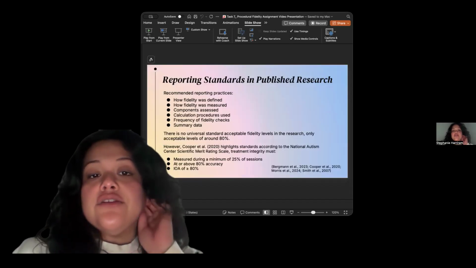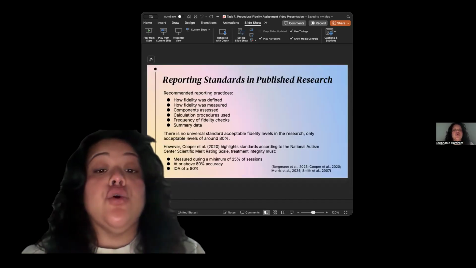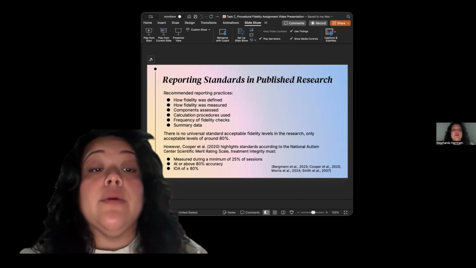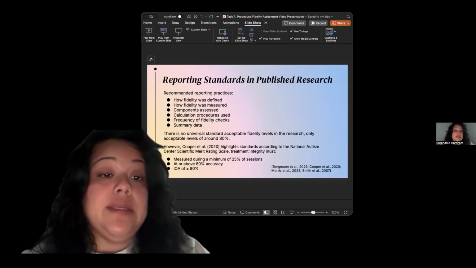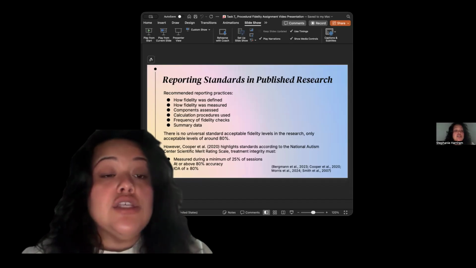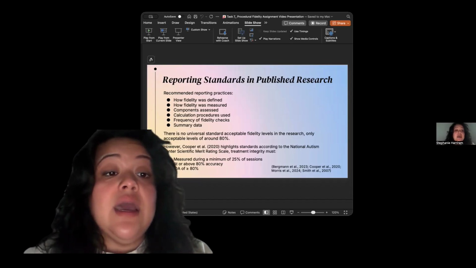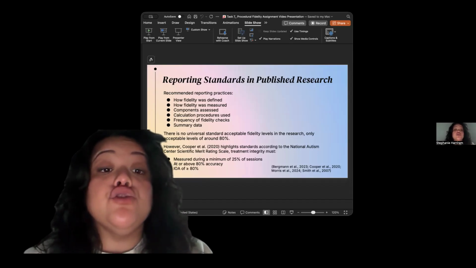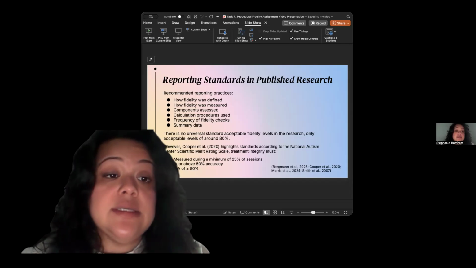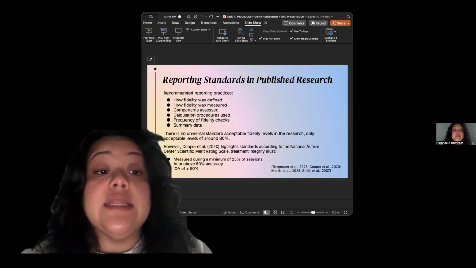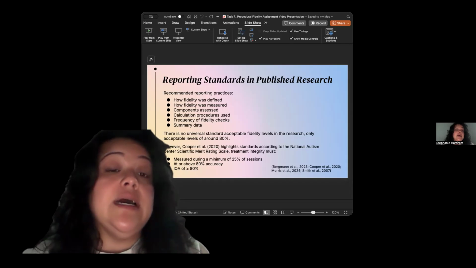Now, reporting standards in published research. Across our peer-reviewed sources, there are recommended reporting practices. So, we want to know how fidelity was defined, how the fidelity was measured, the different components assessed, calculation procedures used for those percentages, frequency of fidelity checks, and a summary of data.